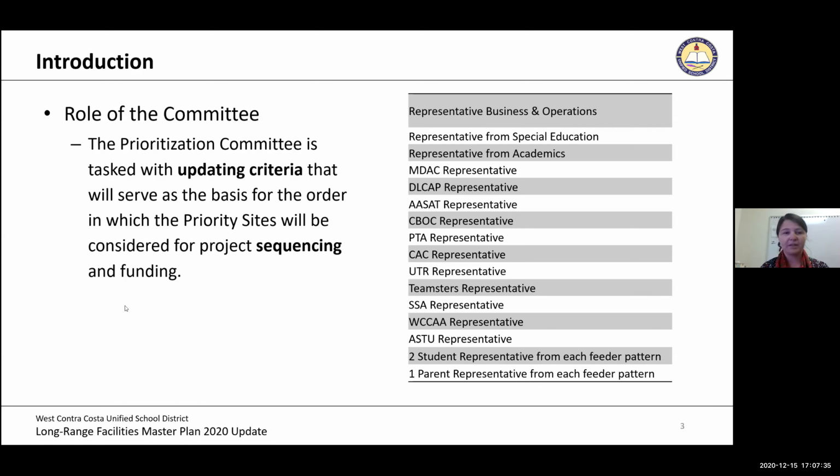So it's important in the design to remember that these criteria are really trying to figure out which schools need to be rebuilt first versus later, instead of things that we desire to have in the rebuild. Just make sure we're clear on that. And then on the right, there's the list of who's represented on the committee.